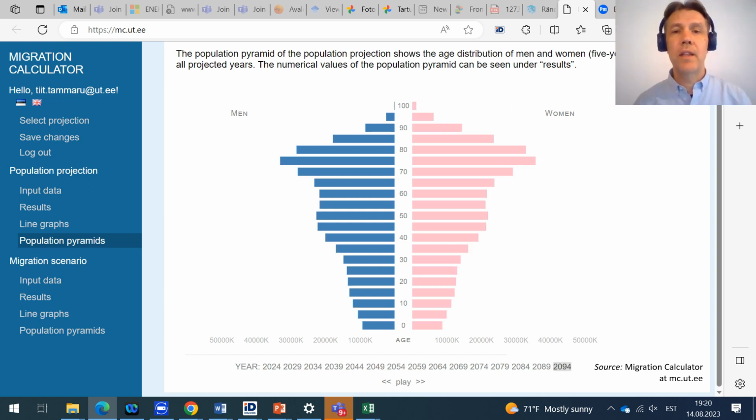And when we look at the end of the 21st century, we see that the aging of the population has increased further. The number of children is contracting even further, and the number of people in the retirement age is increasing quite rapidly.